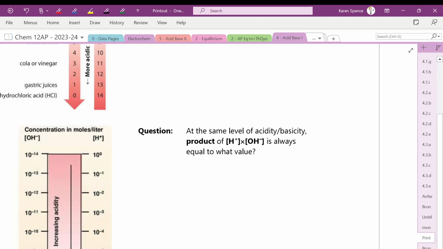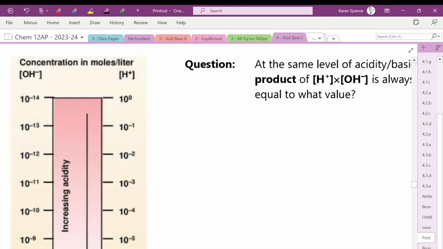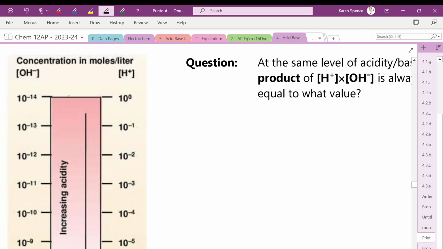Ooh, here's a good one. What do we get for each of these? Here we have concentration of hydroxide is 10 to the negative 14. Is the bell going to ring? Is that why we're all excited? Not quite yet. Okay. Concentration of hydroxide is 10 to the negative 14. In that same solution, concentration of hydrogen will be 10 to the 0.